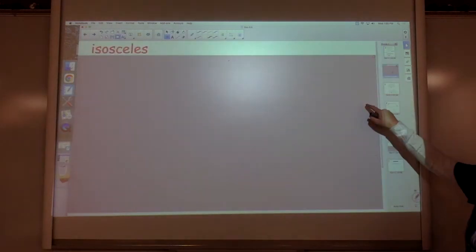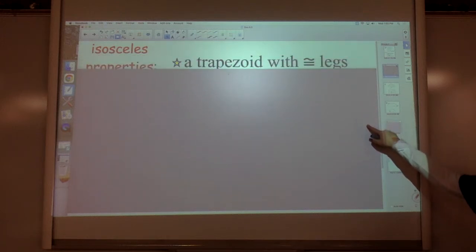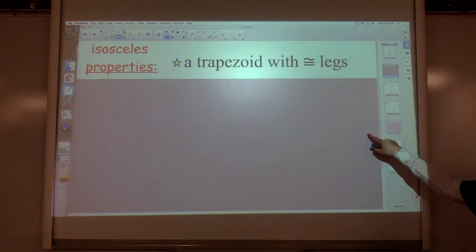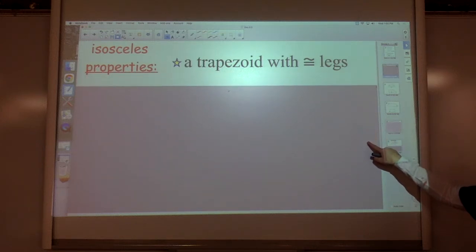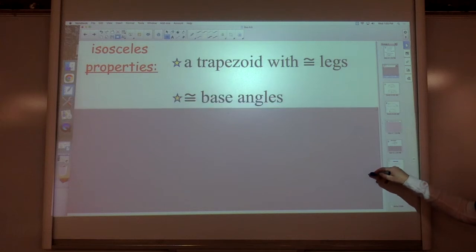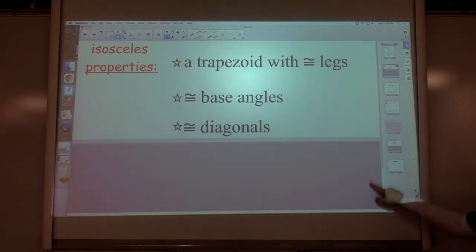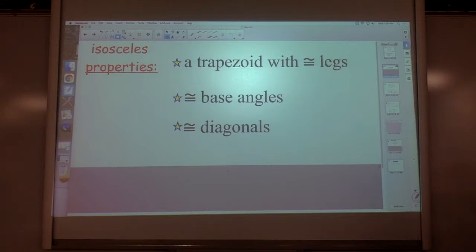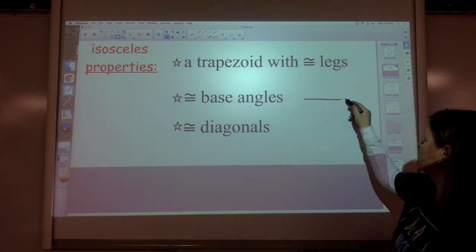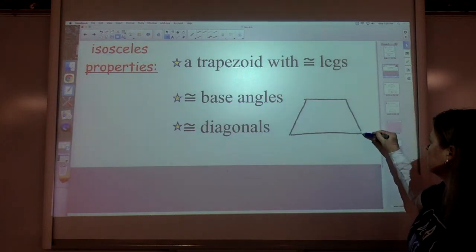Enough vocabulary, almost. Once we get done with isosceles, check the spelling on isosceles. The properties of an isosceles trapezoid: it is a trapezoid with congruent legs. Not all trapezoids have congruent legs. Only the legs, not the bases. The bases can't be congruent. It will have congruent base angles, and it also will have congruent diagonals. So if you're looking at an isosceles trapezoid, leg congruent to leg.